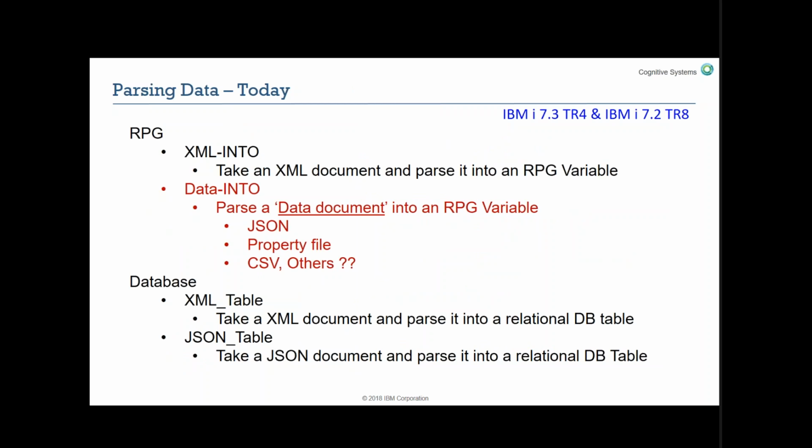And so as in one of the first charts I showed you, one of the things that the new TRs released was the data into element, so you can take a JSON or a CSV file and get it into an RPG variable.